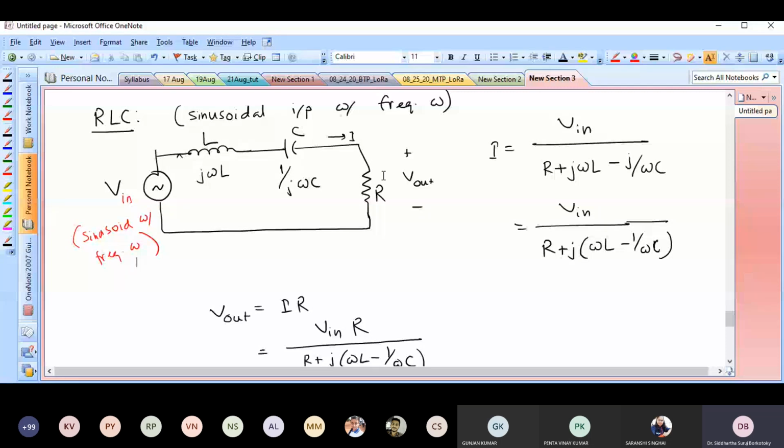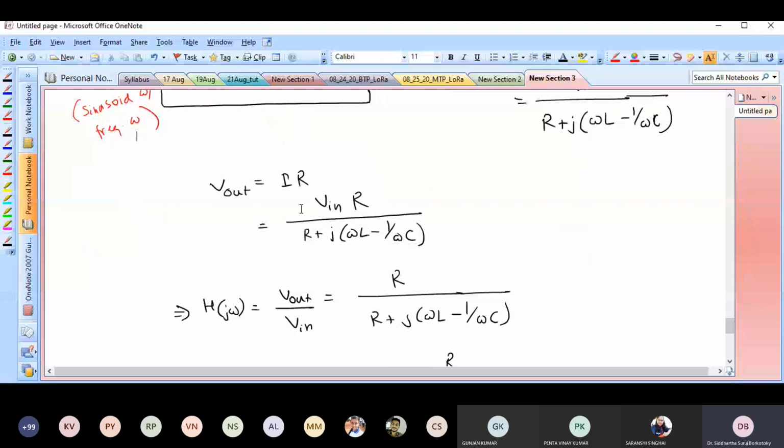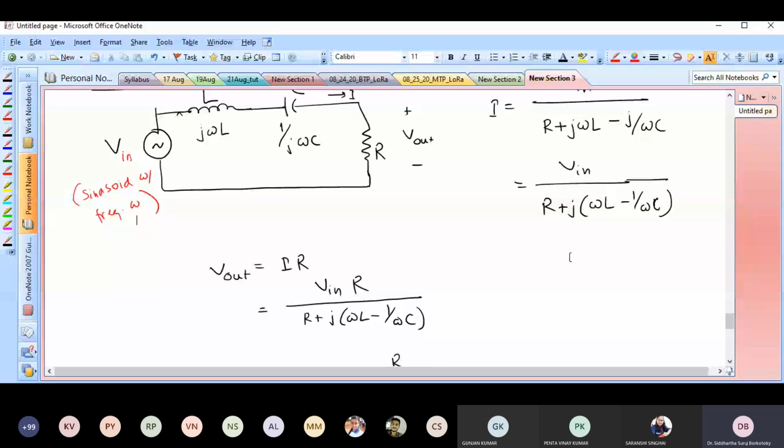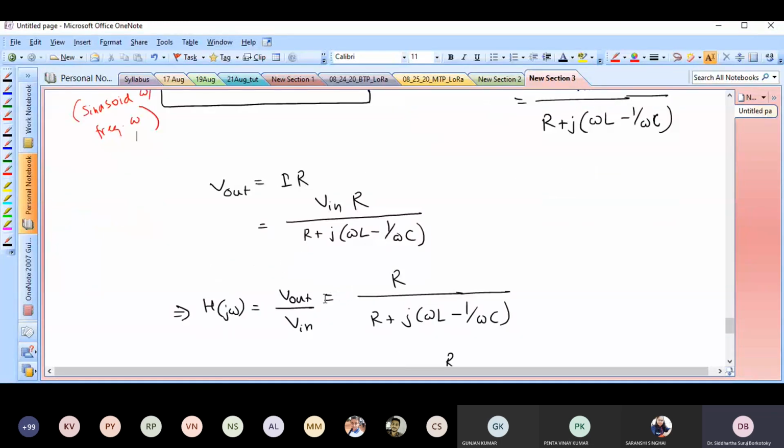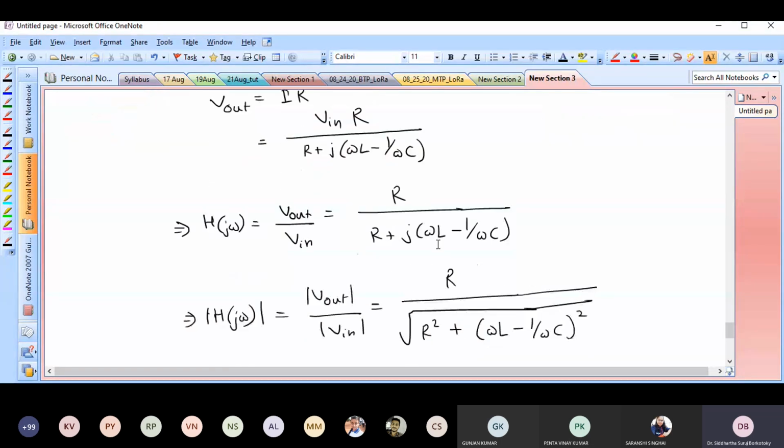V out is nothing but I times R. So I is already given here, V in by this term. So V out is IR, so that will be V in times R divided by this denominator. So from there I can find out V out by V in, which we have defined as h of j omega. And that is R divided by this term, so there is this ratio of complex numbers.